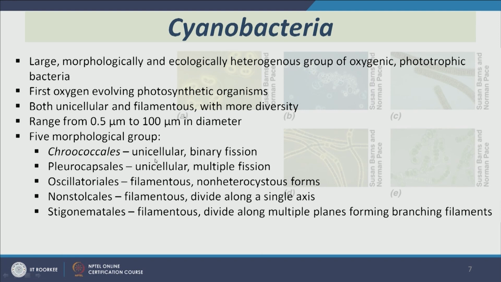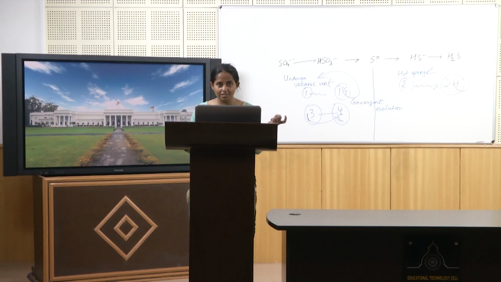Then we have pleurocapsules, where again they live unicellularly, but they have multiple fission. So one may divide into more than one, and this is very interesting. This is also the key for extremely fast replication rate of certain bacteria. Then we have oscillatoriales, they are filamentous, so they make long filamentous chains, and usually the way it works for filamentous bacteria is that when they divide, the daughter cells stick to each other.